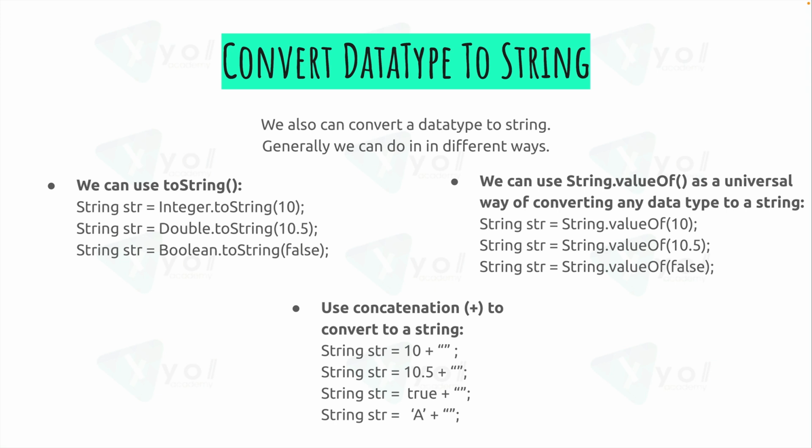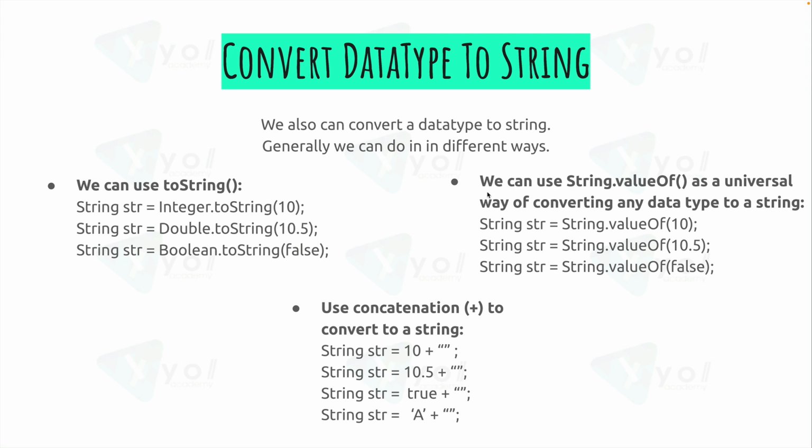Converting data type to a string. We also can convert a data type to a string. Generally, we can do it in different ways. The first option is to use the toString method that comes from each of the data type classes. If you have an integer, you would mention Integer dot toString, and provide a specific integer, which can be a hard-coded value or a variable. For double, you would say Double dot toString, Boolean toString, and so on and so forth.